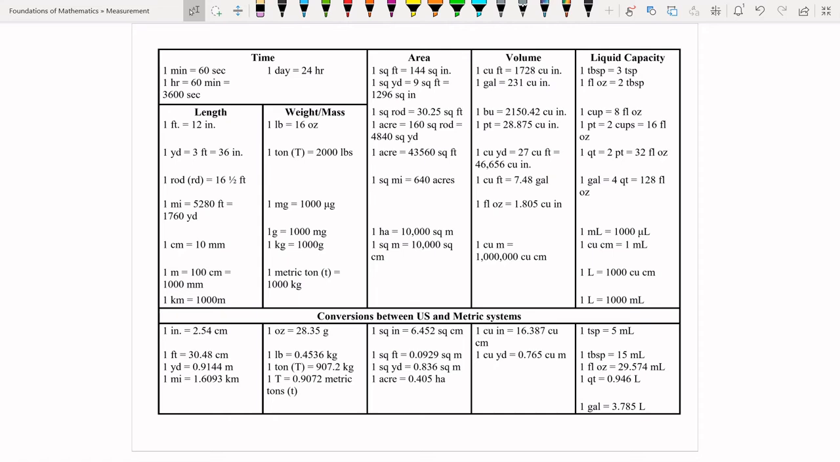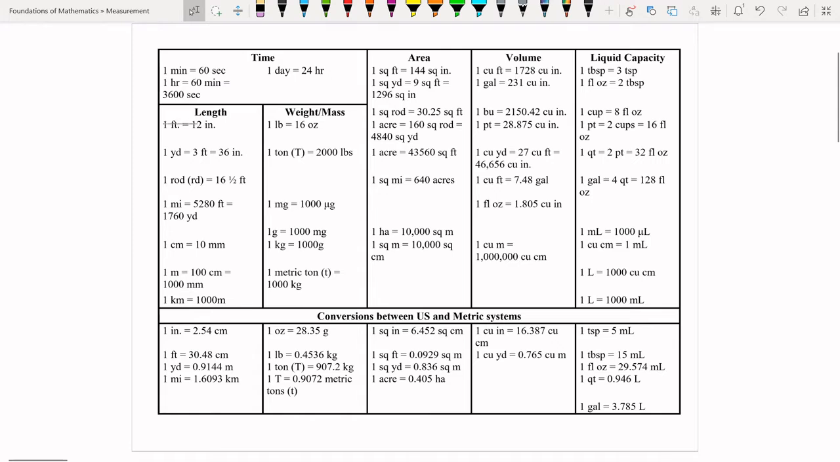Chapter 5 is all about measurement. We first talk about US standard measurements and the great mathematical way to convert between different measurements. This technique that we use is called unity fractions. Let's look at this table here. I've created this as just a list of a bunch of common conversions that's available to you.